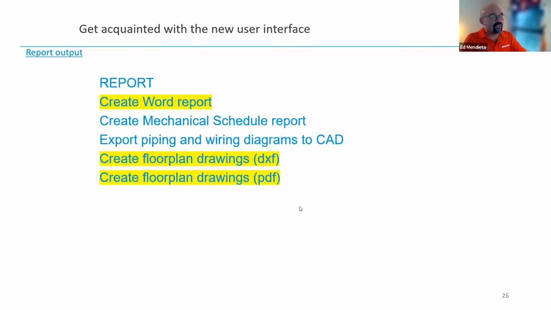Then you report output. You can create the regular Word output, or I said regular Word. You could create the report in Word, or you can create the floor plan drawings in CAD or in PDF.